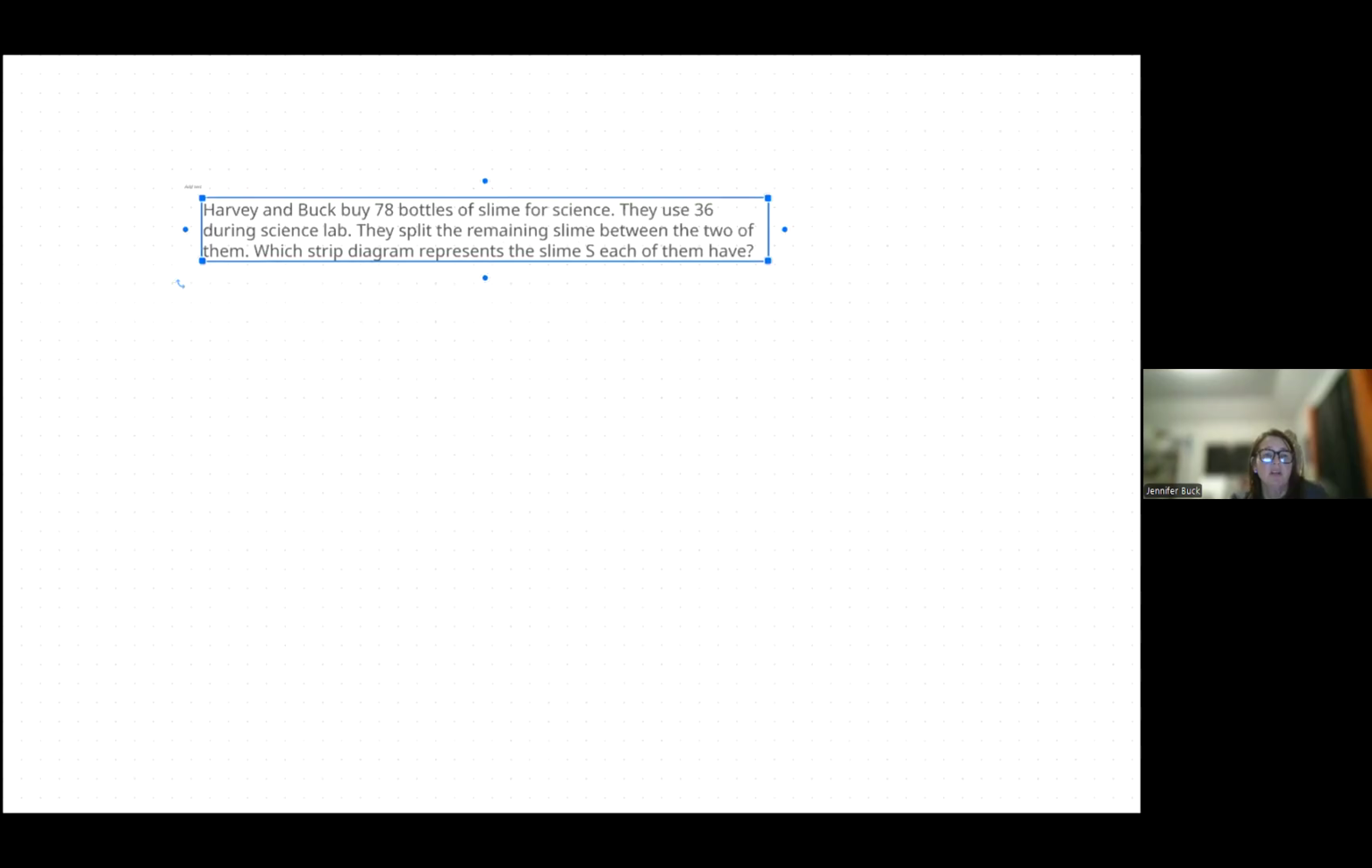So let's look at this problem I wrote for you guys. Miss Harvey and Miss Buck buy 78 bottles of slime for science. They use 36 during science lab. They split the remaining slime between the two of them. Which strip diagram represents the slime each of them have? Okay, so let's look at our possible answers.